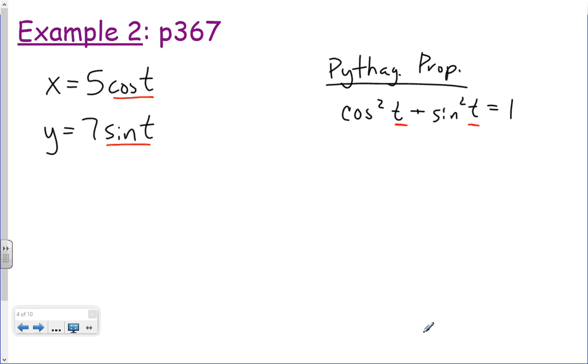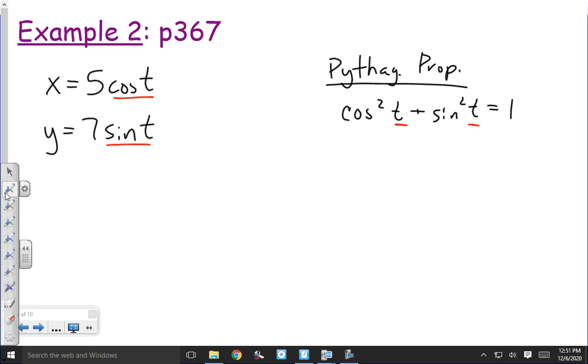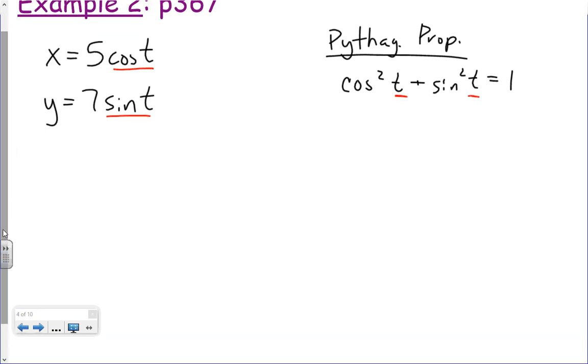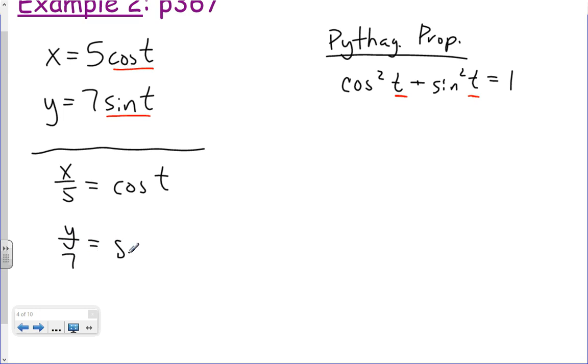Let's take these two equations here. And let's first solve them for the cosine of t and the sine of t. So when we do that, we'll have x divided by 5 is equal to the cosine of t. And we'll have y divided by 7 is equal to the sine of t. That's taking the two equations and dividing by the 5 and the 7 respectively there to solve for the trig function. And now if you take and square both sides of these equations, look at what we end up with.